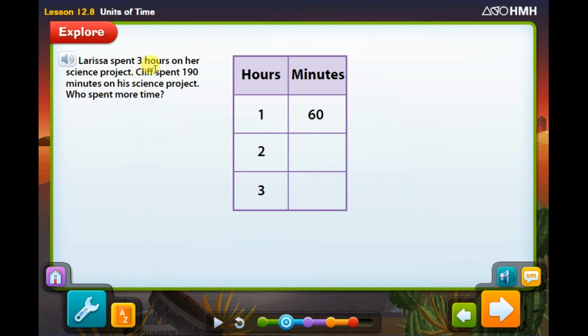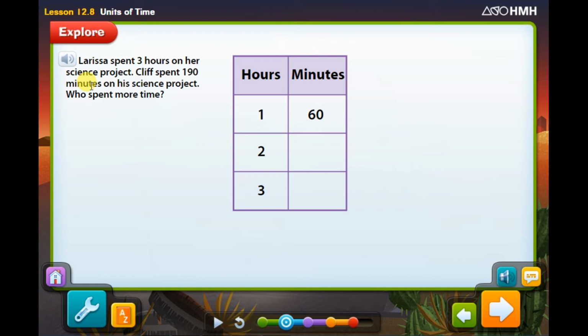I have 3 hours and I have 190 minutes. Can I compare between them? Actually, no. Why? Because I have two different units here. So in this case, I need to make them the same unit, so I can compare between them. I have to convert the hours into minutes. So I will have minutes and minutes, so we can compare the two values.